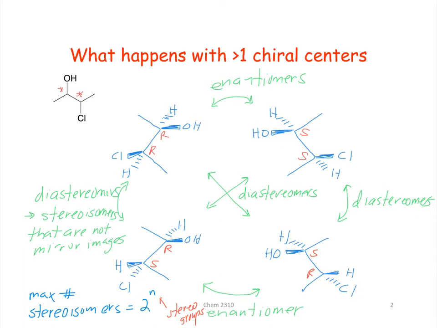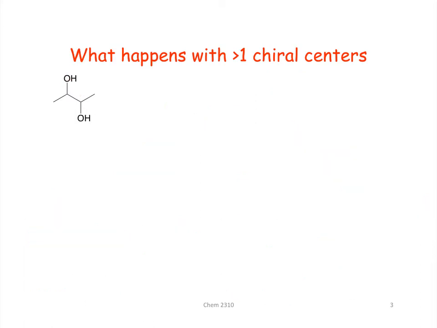Okay? All right, so let's make one more change and then we'll go through this process again. Instead of having 2 different groups here, the OH and the chlorine, we have 2 of the same group. So we have 2 alcohols. So let's just go through the same process. Okay, so here's our first one. I'm going to put the OHs both up.